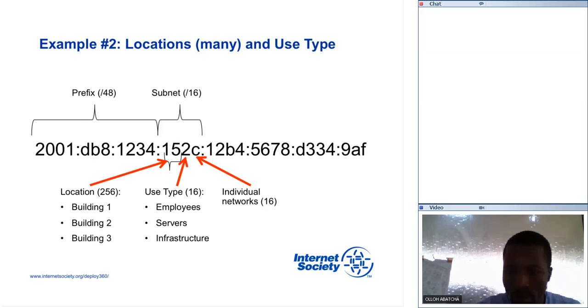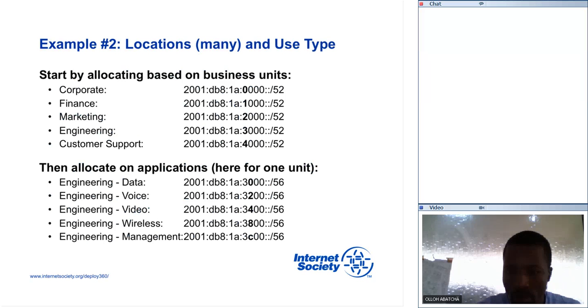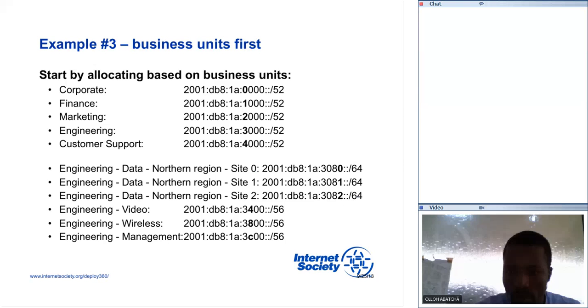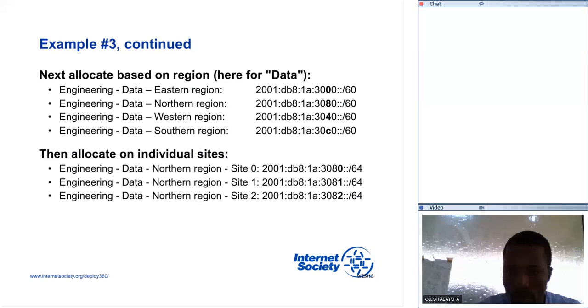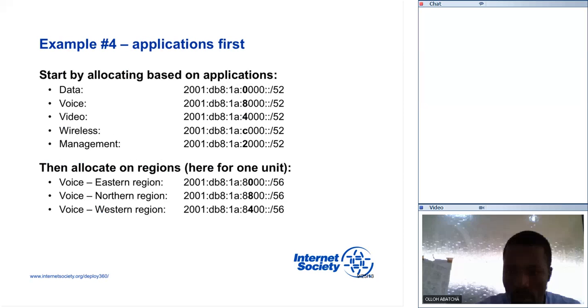And you can get into all sorts of permutations of this. We talked about the idea of using 1 nibble for a business unit, 1 for applications, 1 for the region, and 1 for individual sites. And so now you're using all 4 nibbles for a particular purpose. Again, you could reverse that.